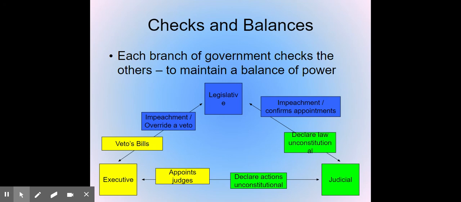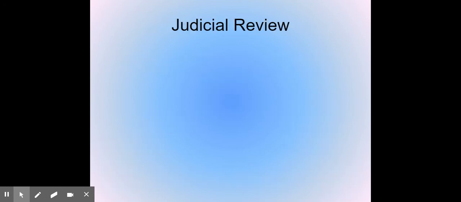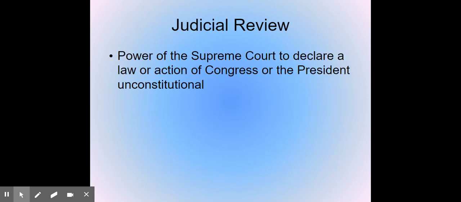In fact, the judicial power to declare things unconstitutional is its greatest power in the Constitution, and we call that judicial review. That's the power of the Supreme Court to declare a law or action of Congress or the president unconstitutional. That is its greatest power. Okay, it's number one check and balance.